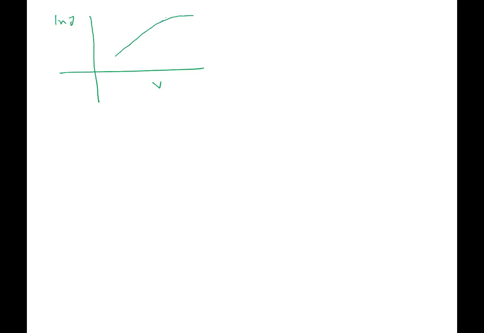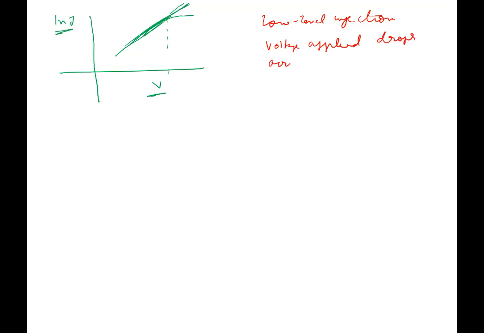The other complication is, at higher biases, the current also deviates from exponential behavior. So at higher biases, the current again doesn't follow the exponential behavior. ln J versus V doesn't follow exponential behavior. And the reason why it doesn't happen is we have a number of assumptions which break down. For example, low-level injection, which are all related together. Low-level injection assumption. And the other one was the voltage applied drops across the junction. So all of these tend to break down in this particular region as you go to higher voltages. So the issue is, how do we calculate this?